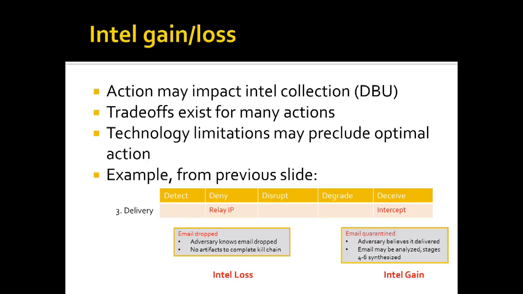Here we have an example from the previous slide. In the delivery stage, let's say you have a relay IP address that is favorably used by an adversary, and there's no legitimate business email going through it. Well, of course you could block that IP address at your firewall, right? And that would prevent the email from coming in.